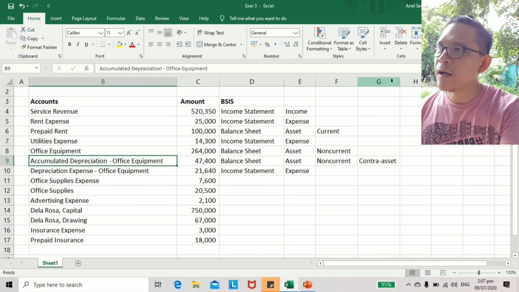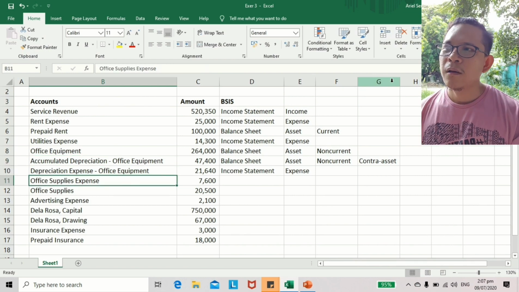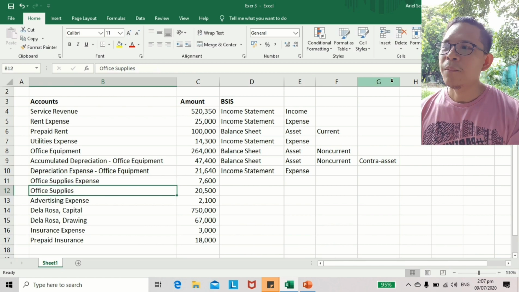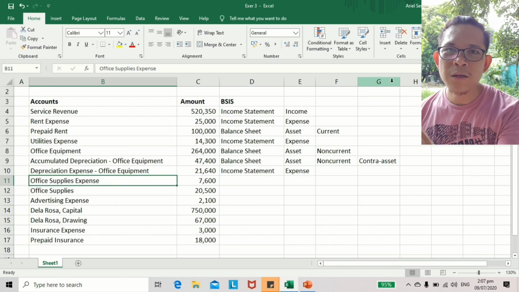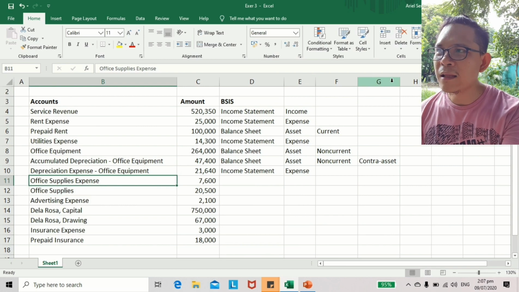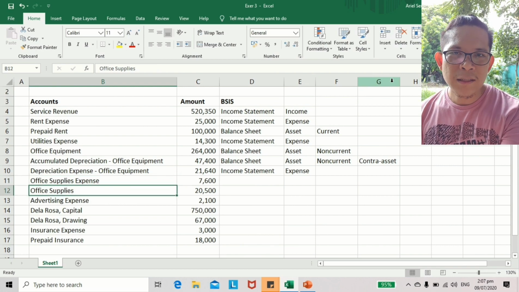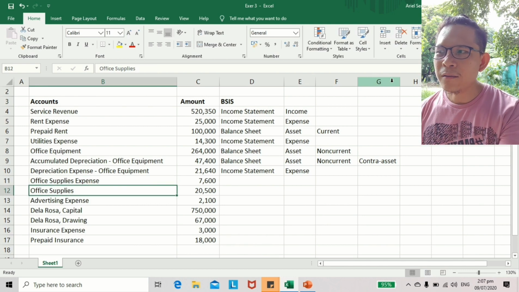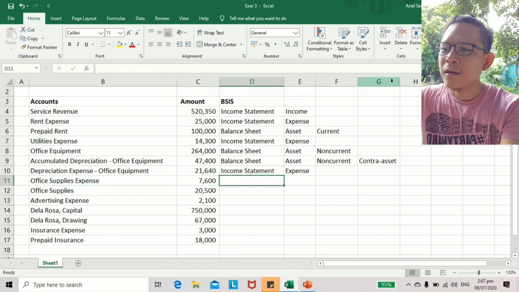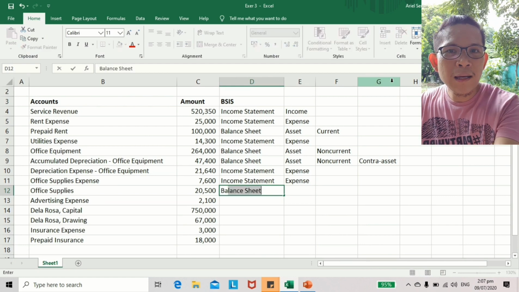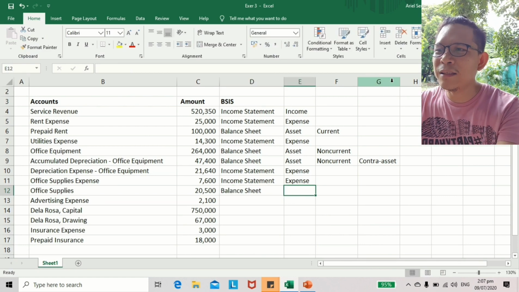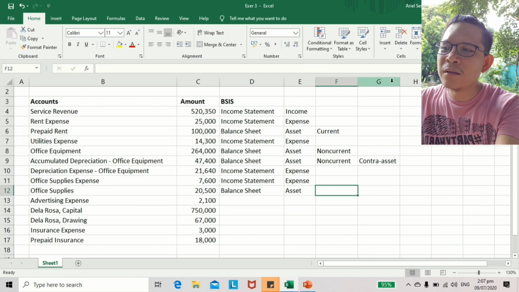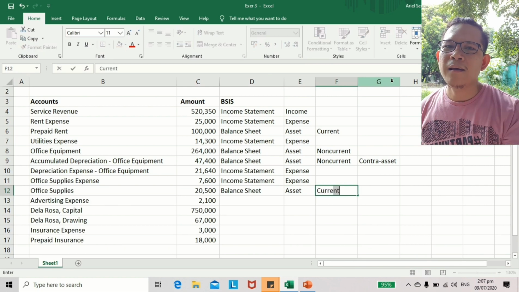Now, proceed tayo dito sa office supplies expense. Pag office supplies, andito sa baba, pero office supplies expense, andito naman sa taas. The question here is that, sino sa dalawa yung balance sheet account, sino naman yung income statement? Here, dahil may expense yung office supplies, ito yung ating expense type. At yung office supplies na walang expense sa pangalan niya, ito yung ating balance sheet item. This is an asset account, which is a current asset.